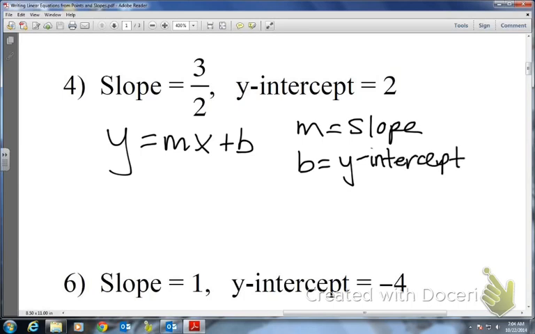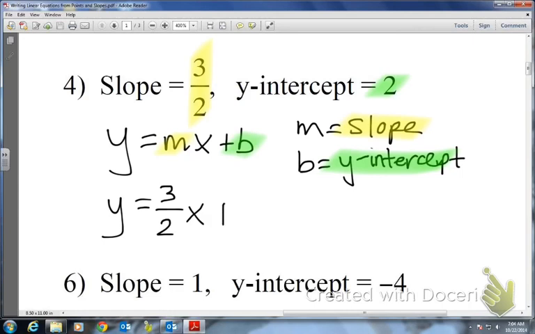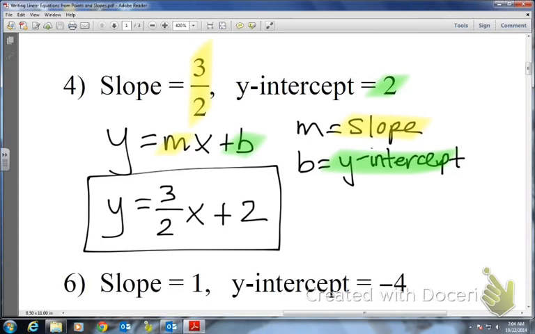So if I take what I'm given for slope, 3/2, and if I take what I'm given for my y-intercept, which is 2, I can just plug those things into this equation. Everywhere I see my y-intercept, I'll plug in 2. Everywhere I see my slope, or m, I will plug in 3/2. So I have y equals 3/2 x plus 2. And I'm going to put a nice box around that. And that's my final answer. It's as easy as that. You just have to write the equation for these first ones.